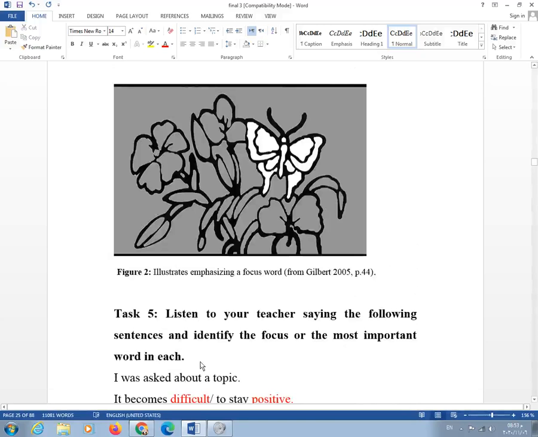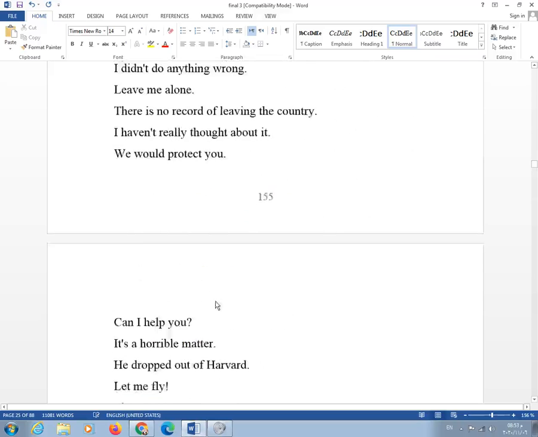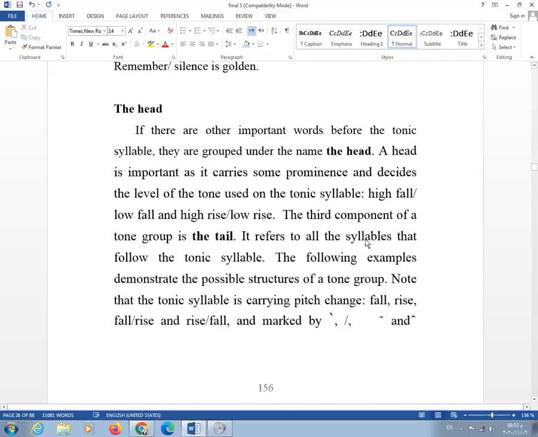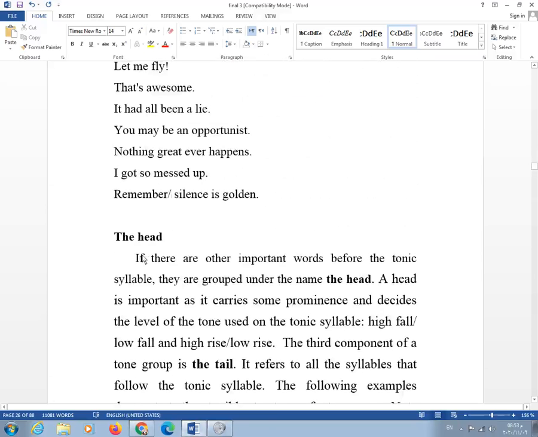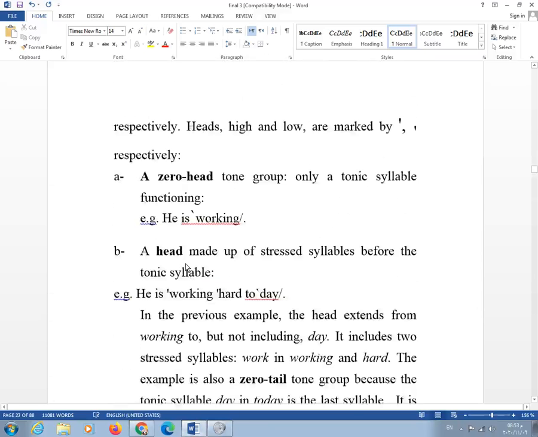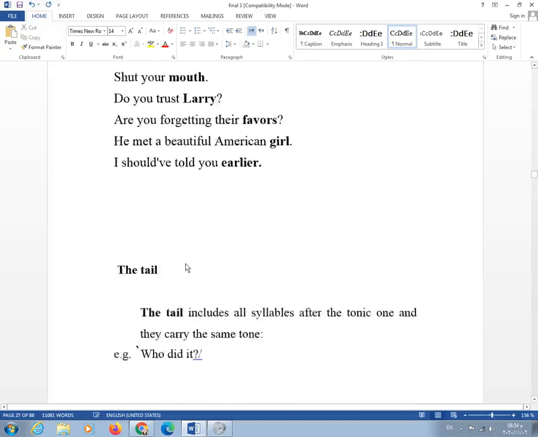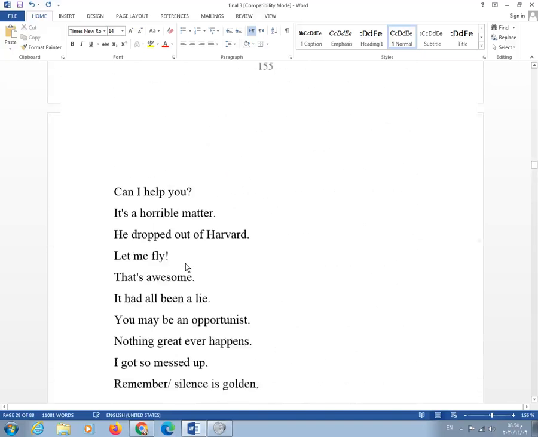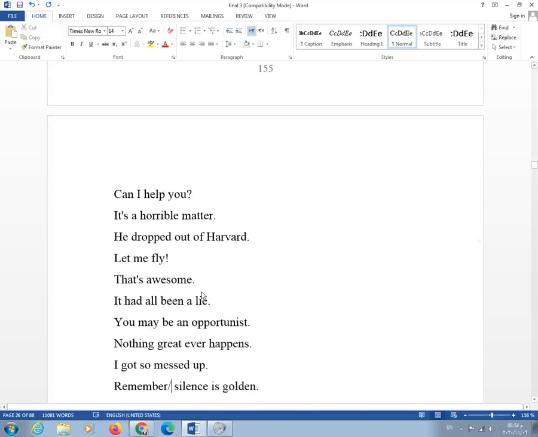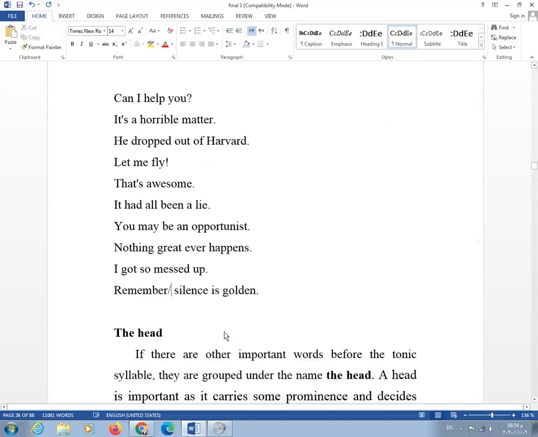Hope that this is clear for you. Let's talk about the structure of the tone group. We have number one, the head. We have other elements. Hope this will be given in another lecture, inshallah. We're gonna talk about the structure of the tone group. More and more about it, inshallah, next time.